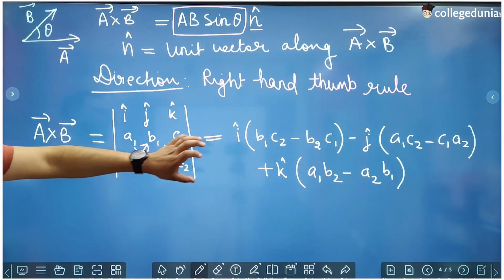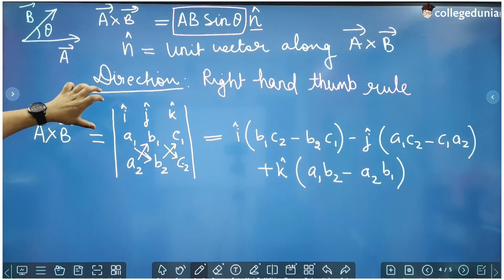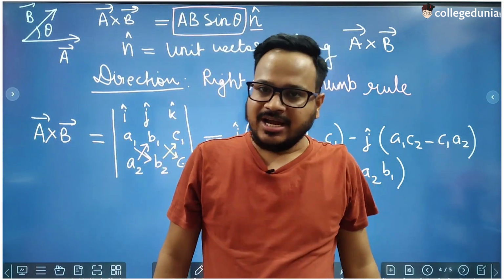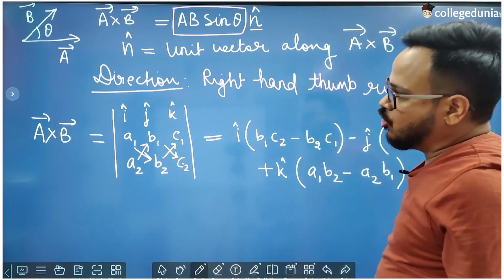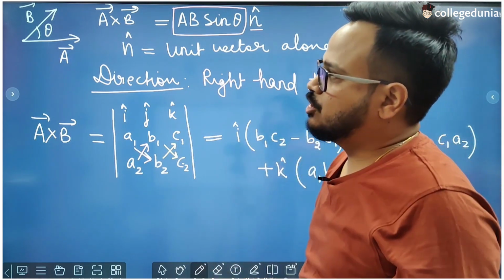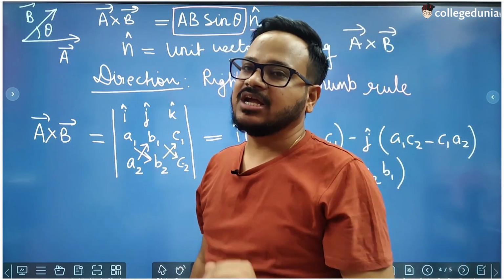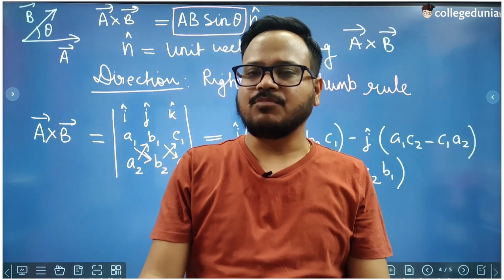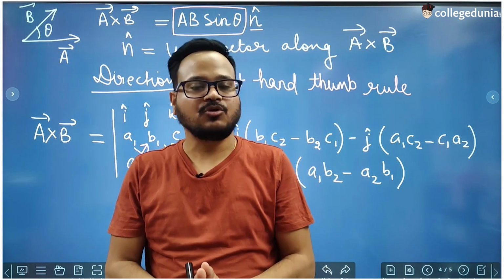So this is the formula for the cross product of the vectors if the vectors are given in i j k form, right? So this is how you can find the dot product, the cross product, the direction of cross product, and everything about the product of vectors. So this is a very important topic in vectors. You have to prepare it very carefully.